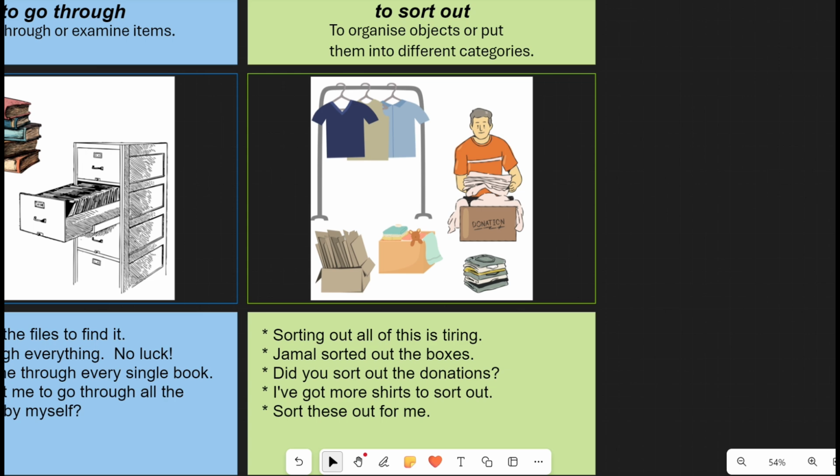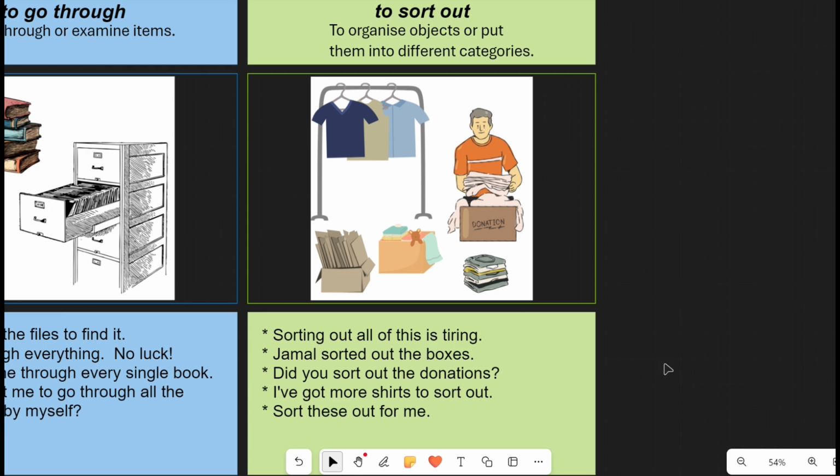Next up, we have to sort out. It means to organize objects or put them into different categories. So imagine you've got a whole bunch of boxes of things that you need to put separately. Maybe things you want to keep outside, things you want to keep inside a box, other things you want to fold, other things you want to maybe give away, give to another person. So you're putting them into different categories for where you want them to be.